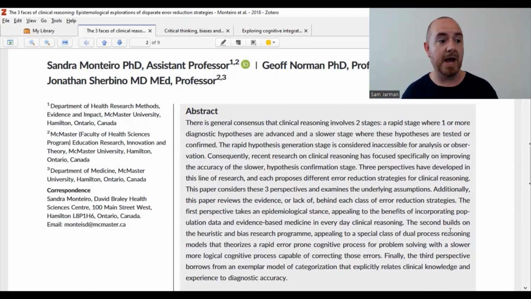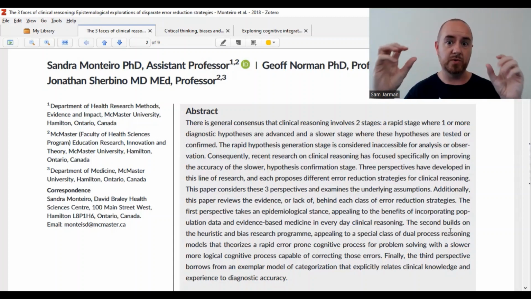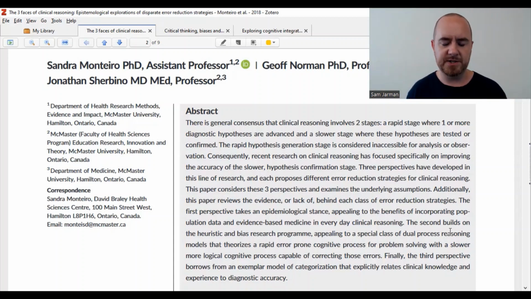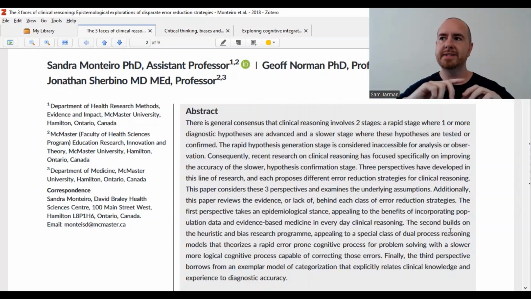The third perspective that they note, like an exemplar model of categorization, explicitly relates clinical knowledge and experience to diagnostic accuracy. So essentially what they're talking about there is what I've brought up before, semantic network. So there are central features that have a bunch of detail nodes, and those detail nodes will relate to other central features. So something such as, let's just say, type 2 diabetes might relate to, in your brain, right? So you've got type 2 diabetes as a central piece, and then you can have things such as the circulatory system, like diabetic feet, right? So the circulatory system, insulin, the pancreas.